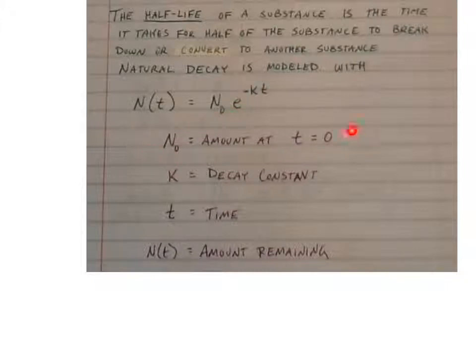N sub 0 represents the amount of your material at time 0. K is a decay constant, and different types of matter have different decay constants. We'll be working at finding the decay constant for some types of matter. T is the time, usually calculated in years, but sometimes we use different measures. And then N of t is the amount remaining after t years. On the next page we'll look at an example where first we find the decay constant and then we find out how much time it takes to have, I think, 15% left.